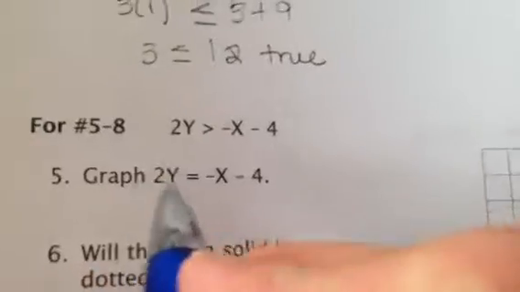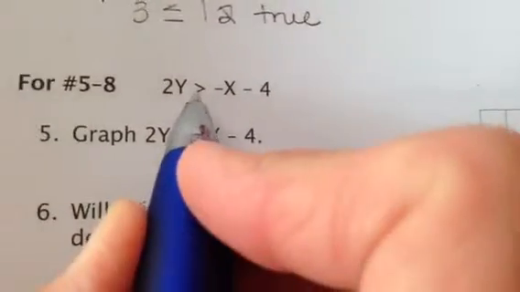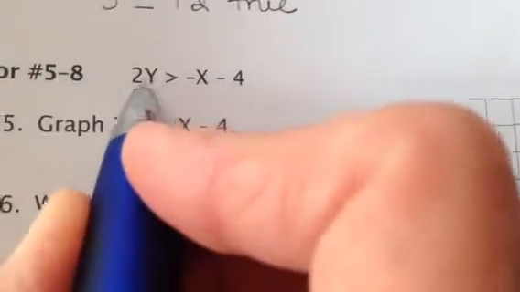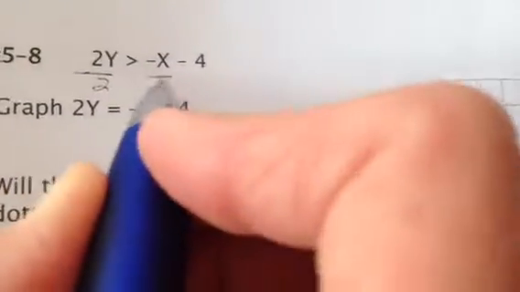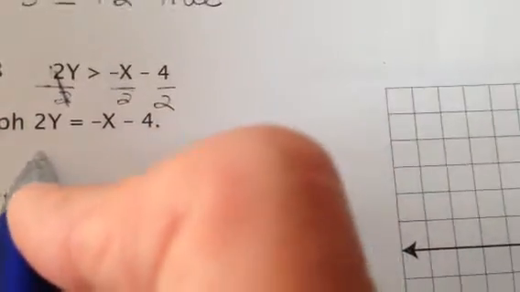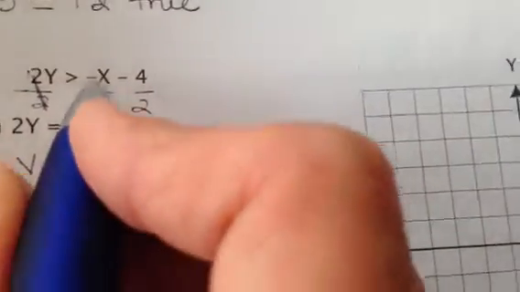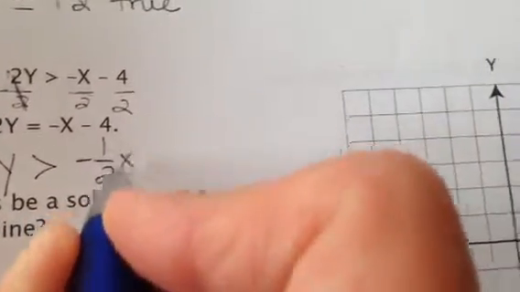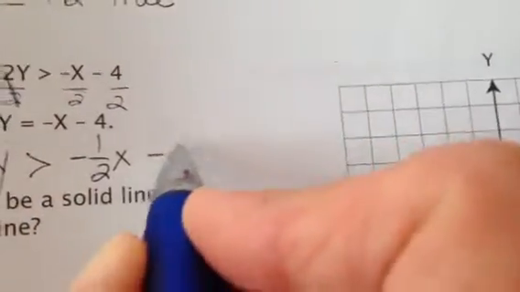How about this one? The first thing you do is you pretend that's an equal sign, and you get it in slope-intercept form, which means you get the y by itself. So we're going to divide everything by 2. That way those 2's cancel. So we have y is greater than, notice that's negative 1 over 2 x, and that'd be a minus 2.